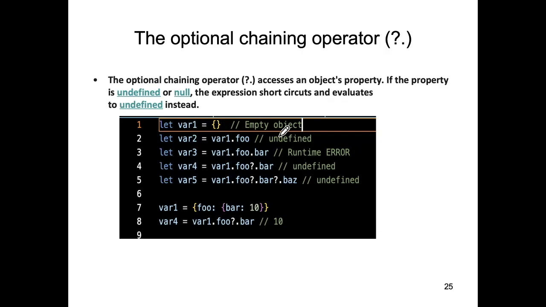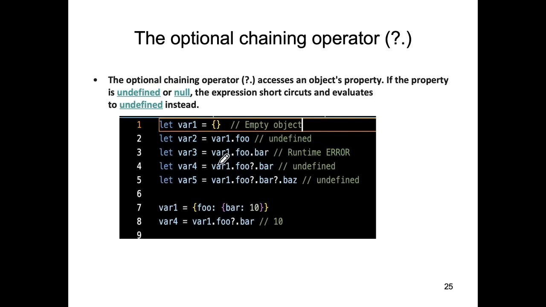That's okay, my program won't crash. But on the very next line, I'm going var1.foo.bar. Now this expression is going to cause my program to crash, because why? var1.foo evaluates to undefined, and I'm trying to access the bar property of the undefined primitive. And we know from before, hopefully, that that will cause my program to crash.